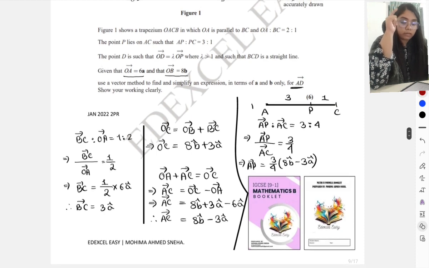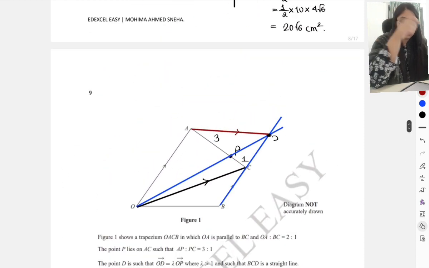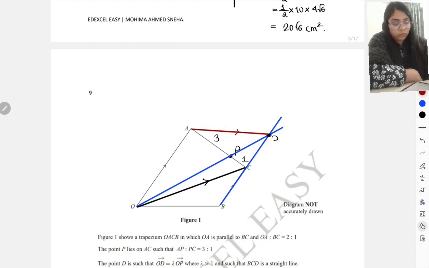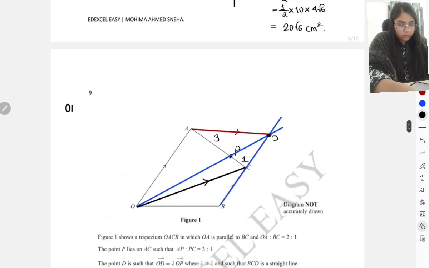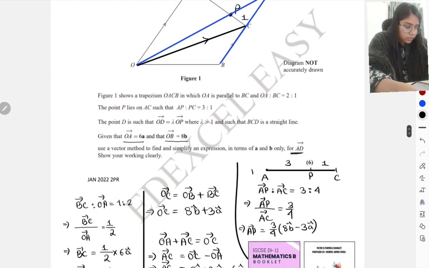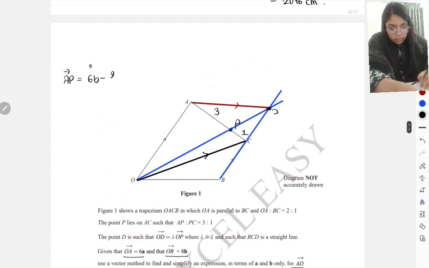So you can use it and find the length for OP over here, because OA and AP is equal to OP, right? OD was also a part of OP, so it's very crucial to find OP over here. Before that, I just want to start with the length of AP again for the last time. AP was actually 6B minus 9 by 4A, right?